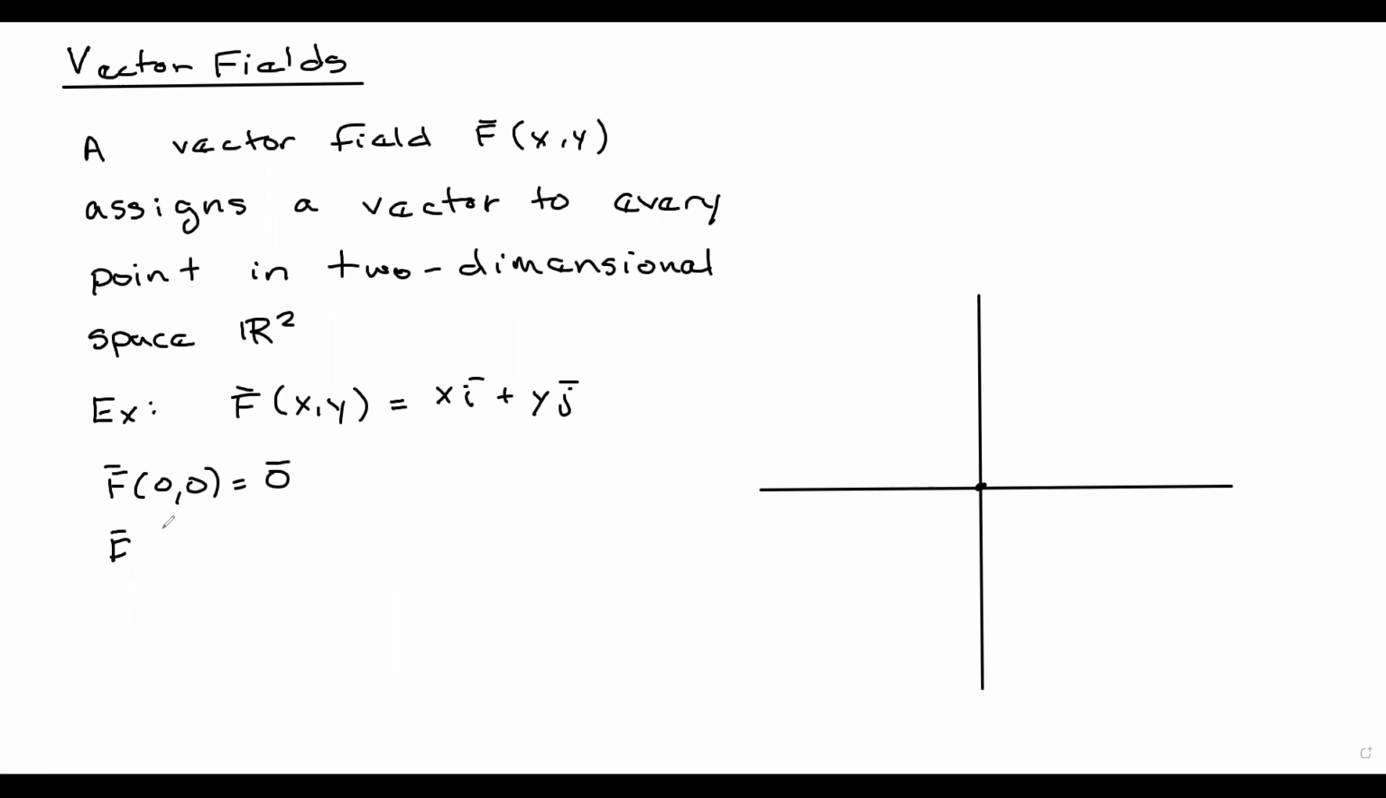And then we can plug in 1, 0. Let's just pick a spot here, we'll say that's 1, 0. Plug it in and we get 1 times i plus 0 times j, so that's just i. We could plug in 0, 1, and we'll get j. You could plug in -1, 0, and get -i. And to finish up, we could do 0, -1, and we will get -j.